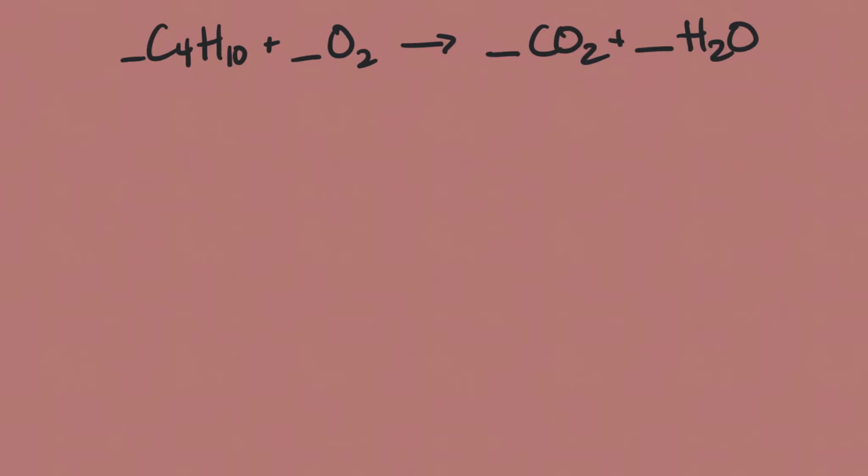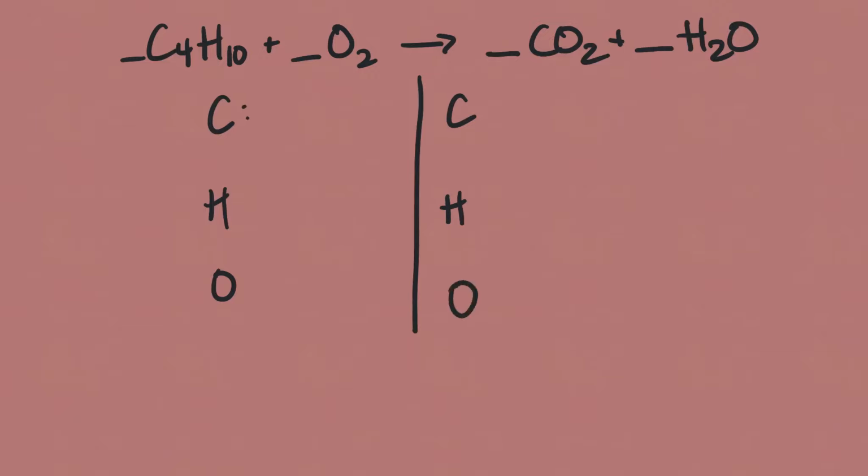All right, so let's do one more, okay? Here I have C4H10 reacts with O2 to make CO2 and H2O. So let's balance this out. Once again, I'll draw my line here, and I'll list out each of the elements I have: C, H, O, C, H, O. And then I'm going to go ahead and count them out, okay?